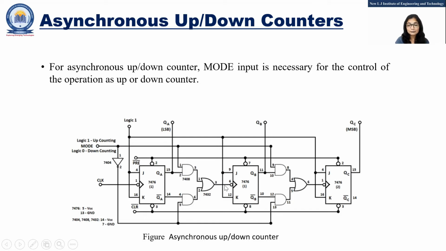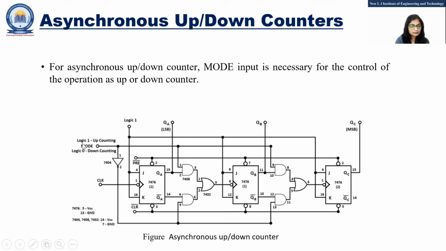This is again a negative edge. So the negative pulse means whenever it moves from 1 to 0, this will change its state. And it will start up counting, meaning from 0, 0, 0 to 1, 1, 1. Counting will be up to 7. Up counting. And suppose I am going to use a down counter.